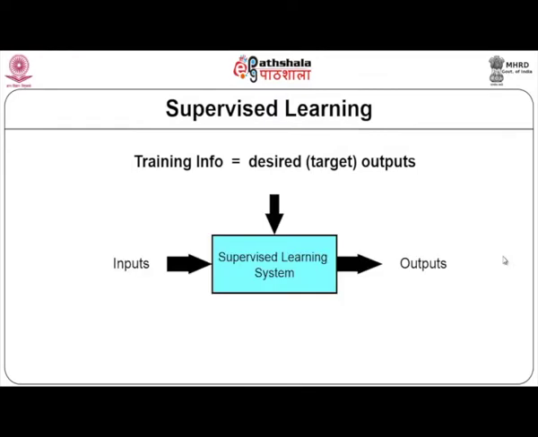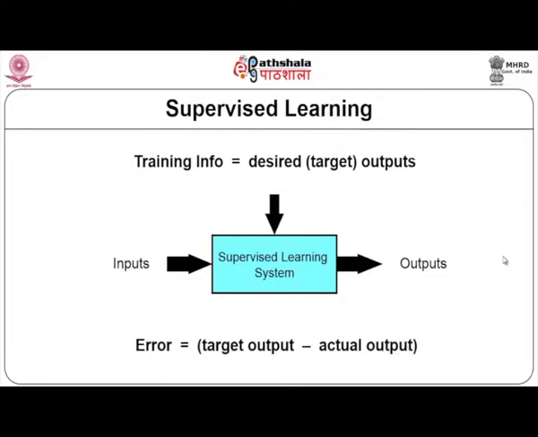So, in the supervised learning system, you are given the training information, the inputs and the targeted outputs. You learn a model and then you give it an input, you are expected to get the correct output. Of course, what you give as input will be something you have not yet seen, unseen, you are supposed to get the output because you have learned the model. So, this is supervised learning.